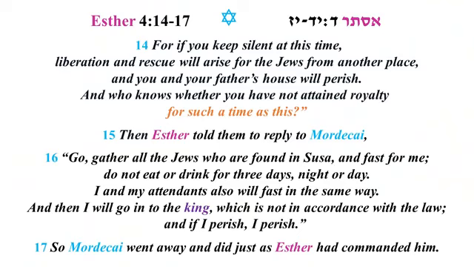Verse 14. For if you remain silent at this time, this is Mordecai speaking, for if you remain silent at this time, relief and deliverance will arise for the Jews from another place, and you and your father's house will perish. And who knows whether you have not attained royalty for such a time as this. Wow, that's powerful. That's very powerful. Mordecai is saying, listen, Esther, if you don't want to go do it, whatever.